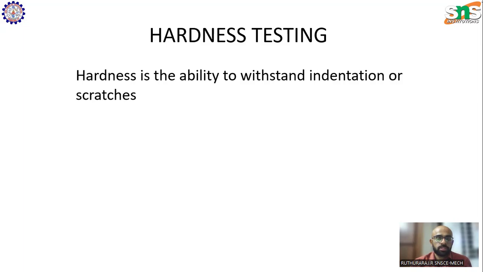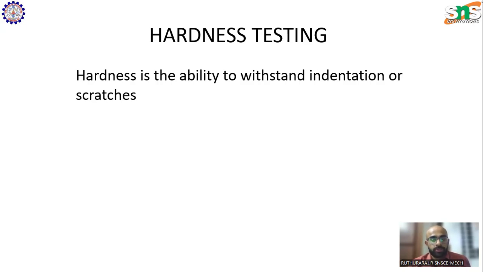In this particular series, we'll be discussing the testing of materials. In the previous three lectures, we discussed the tensile test and compressive strength, tensile strength as well as compressive strength. It can be measured using the universal tensile testing machine or UTM. So now we'll move on to the next property of the material, which is hardness.